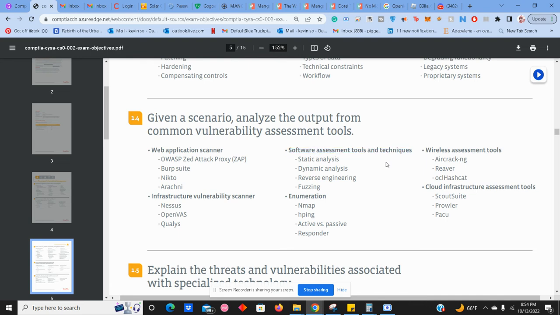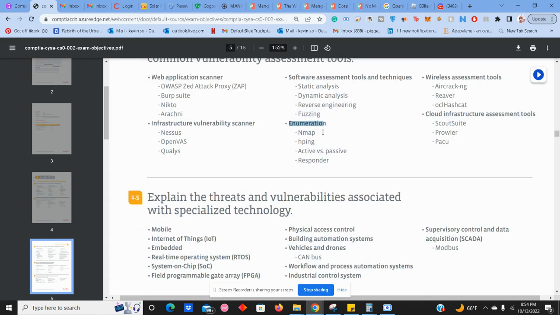And if we want to look at software assessment tools and techniques, static analysis is essentially looking at the code itself. Dynamic analysis is running the code. Reverse engineering is essentially decompiling a binary and getting it back into an interpreted language. We could do something called fuzzing, where we input a bunch of random stuff into every input.